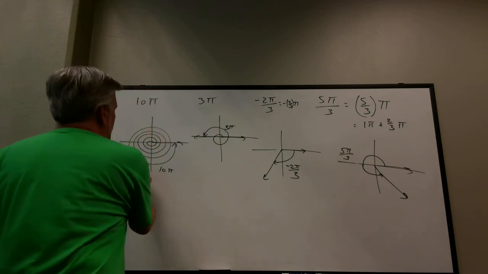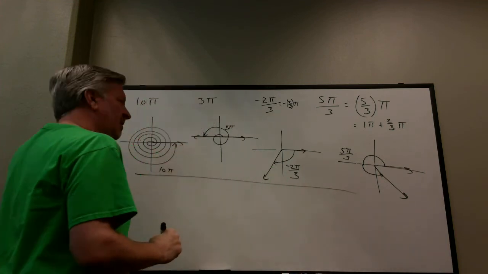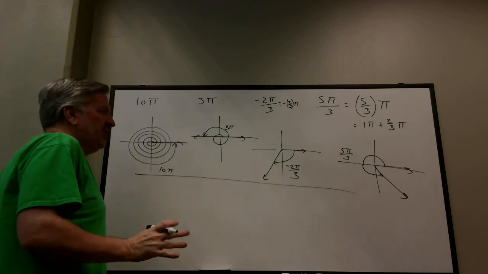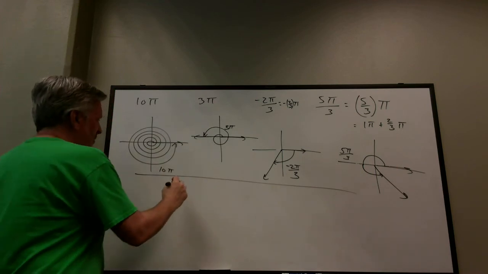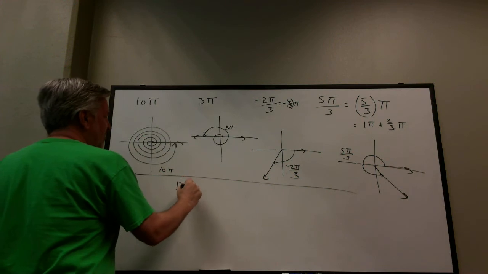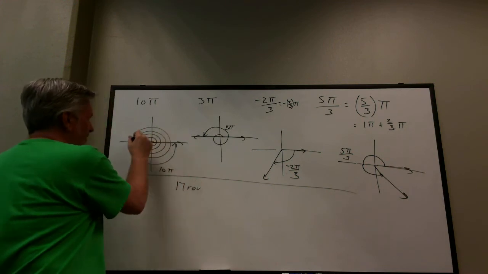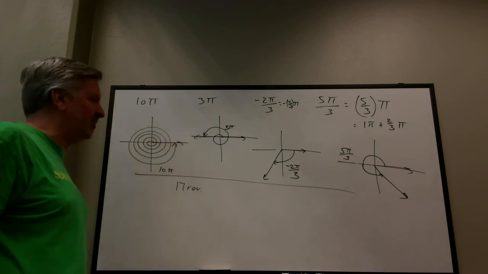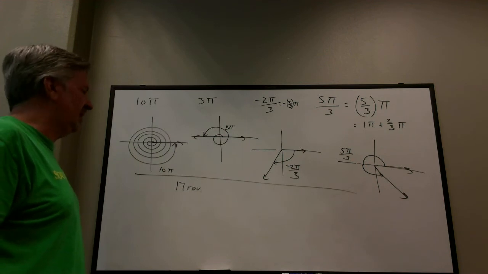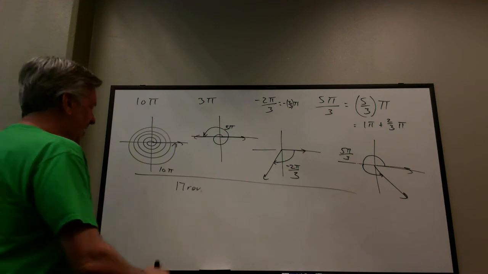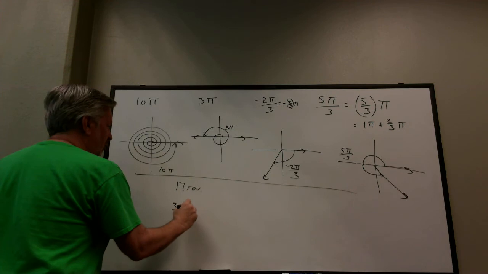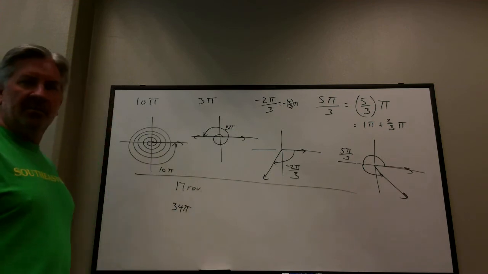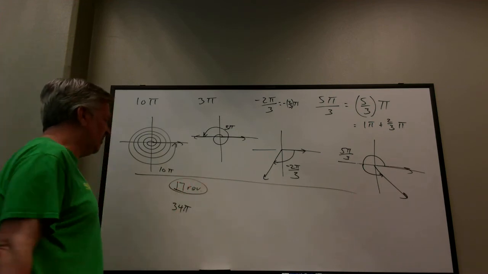Okay, so let me go back to what we were talking about here. Off the top of your head, could you tell me how many radians are in 17 revolutions? So if I went around 17 times, how many radians would that be? Well, it's just 17 times 2 pi. That'd be 34 pi radians, wouldn't it? Okay, so 17 revolutions is 34 pi radians.